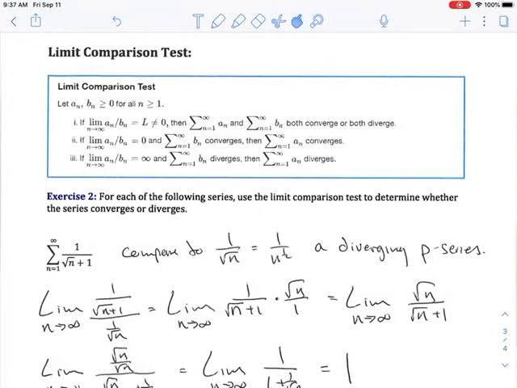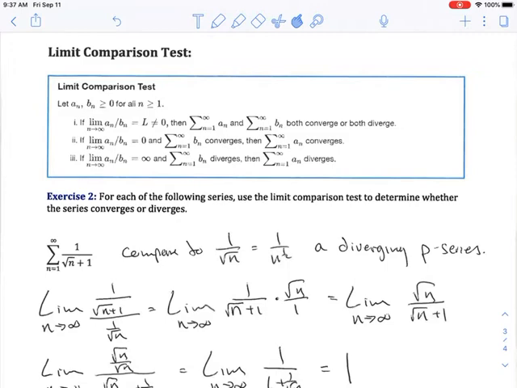So in this video, we're going to take a look at the limit comparison test. A lot of students think that the comparison test that we looked at in the last video, sometimes referred to as the direct comparison test, is a little confusing. And it is, because you have to pick a comparison series. You have to know if it converges or diverges, but that's not a problem.